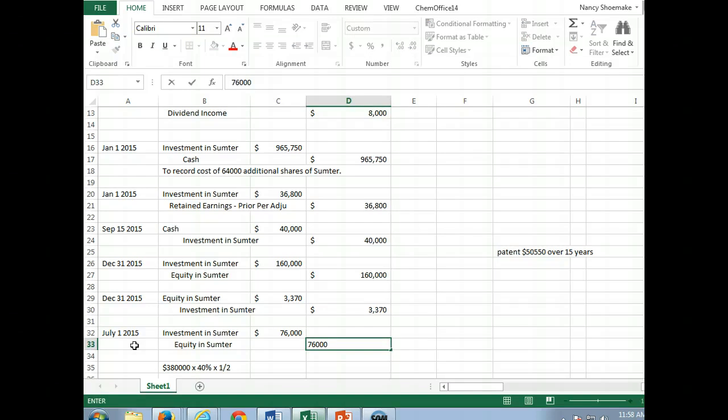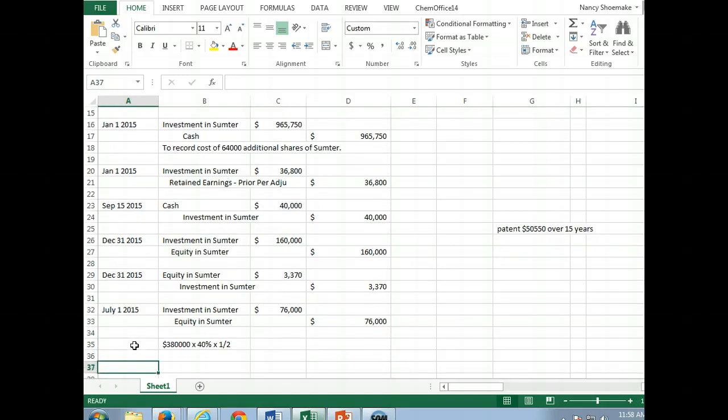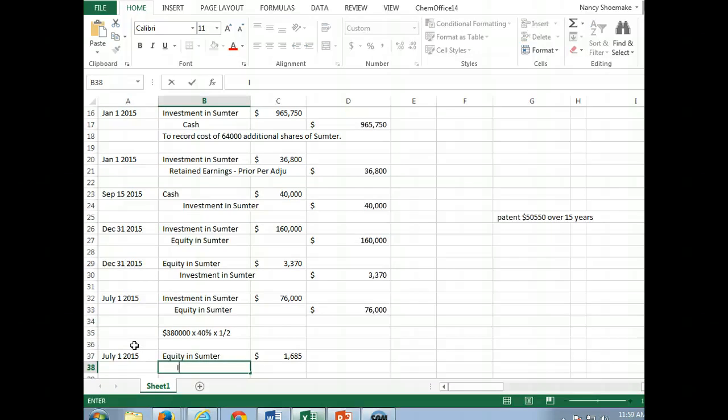Now, this patent we just amortized of $3,370, we can only amortize half of that. July 1st, 2016, equity in Sumter, half of $3,370 is $1,685, and we'll credit our investment in Sumter $1,685.